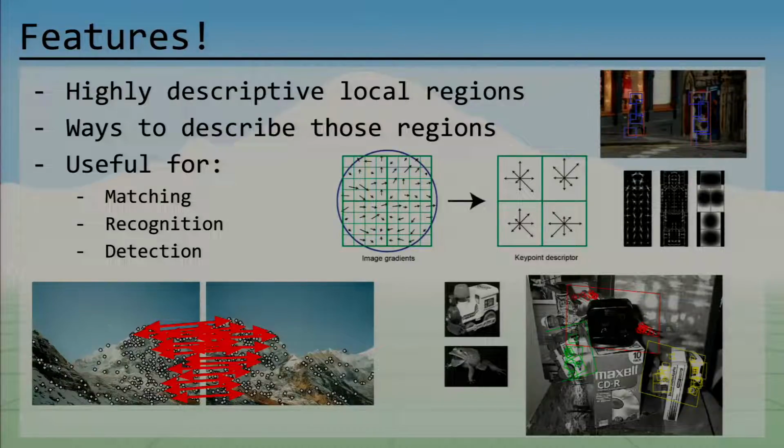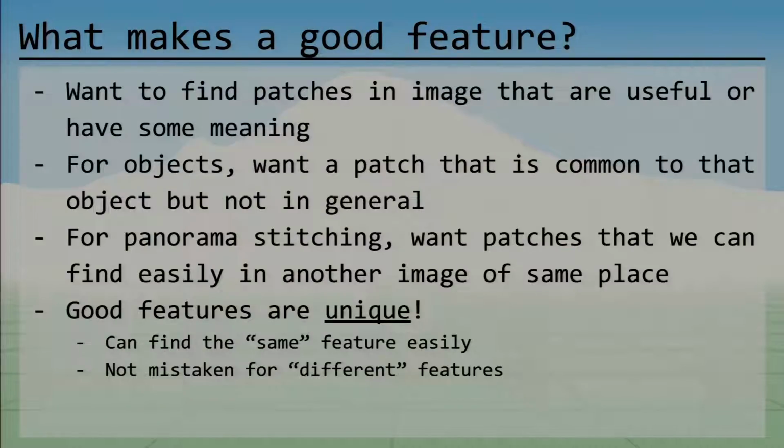We're back. So features are going to be useful for doing a bunch of things like matching up different locations that are the same in two different images, doing things like recognition or object detection. They're useful for a bunch of different applications that we care about. So what is a feature? What are things that make up a good feature? What do we actually care about?